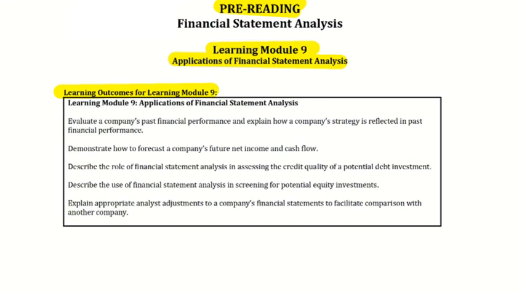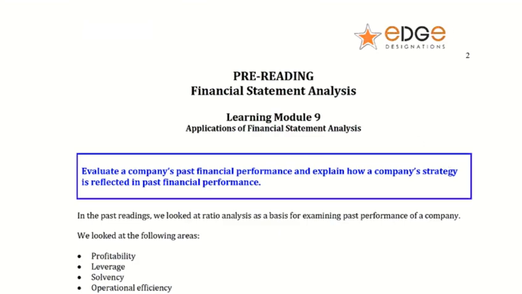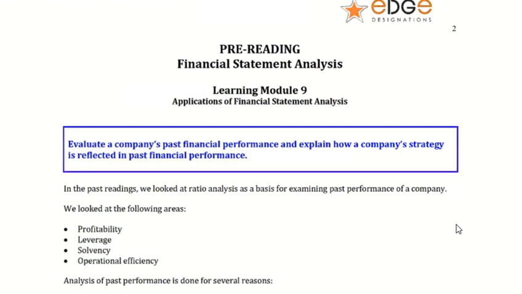Learning outcomes for learning module number 9, here they are on the front page. This is almost like a conclusion type learning module for both pre-reading and the core readings, where we take a look at how everything ties together and how we can apply the financial statement analysis that we've done to the results that we've seen from a company. Let's get going straight away. Not an overly complicated nor long learning module. Learning module 9, applications of financial statement analysis.